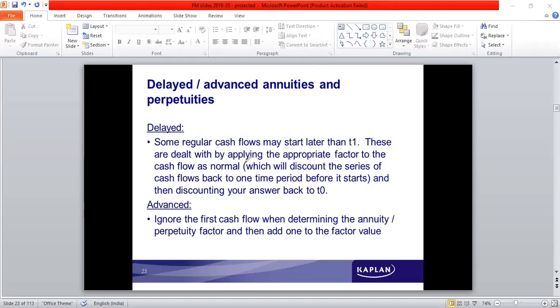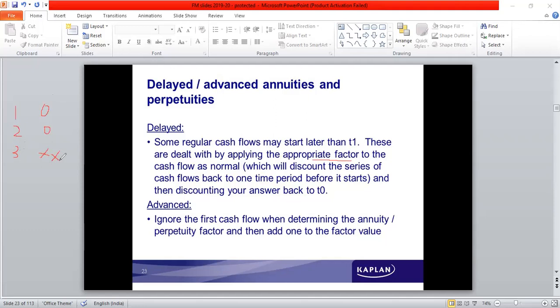These are dealt with by applying the appropriate factor. Just because the cash flows have started earning, we cannot ignore the time period. Let's say that it has started from the third year. So we need to take the factor from the third year. Let's say the first two periods there is no cash flow, 0, 0, and from the third year only we see that there is a cash flow. So the present value factor applicable is the third year's factor. We cannot take the first year factor. So that has to be taken into consideration.